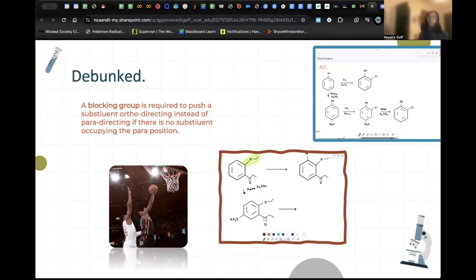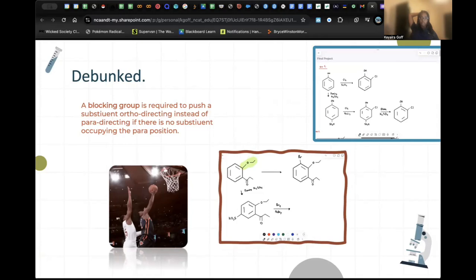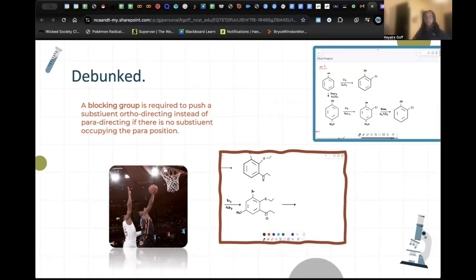What do we need to add to make the bromine go to another position? Br2, FeBr3. And where would the meta position be? Let's draw it out. Now, to get rid of the blocking group, what will we add? Dilute H2SO4. And that gives us our product.